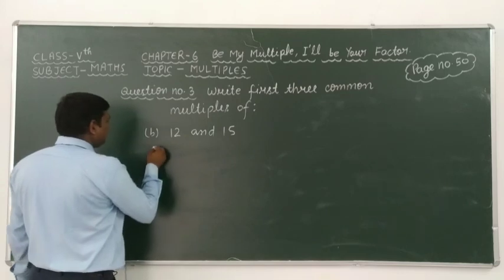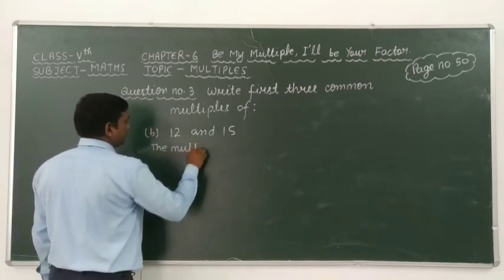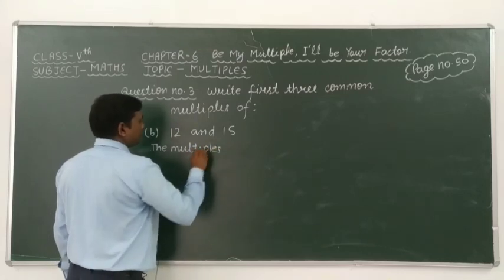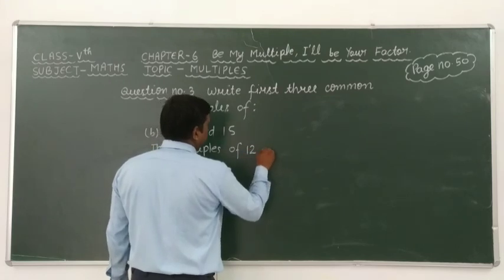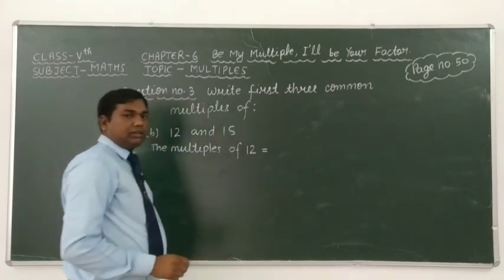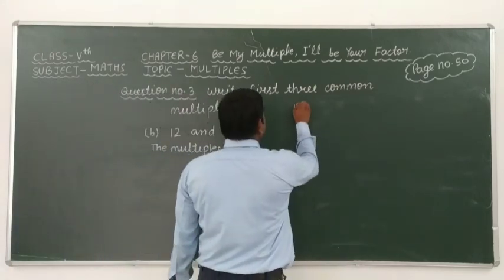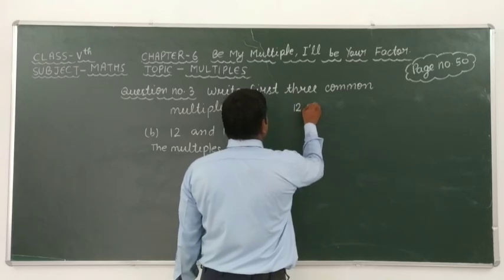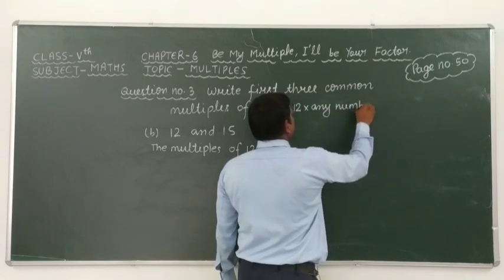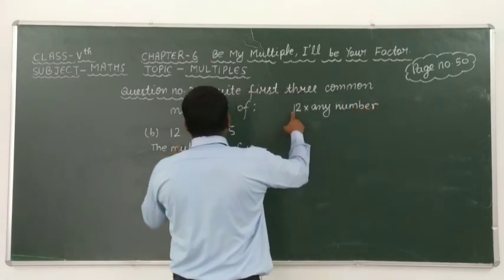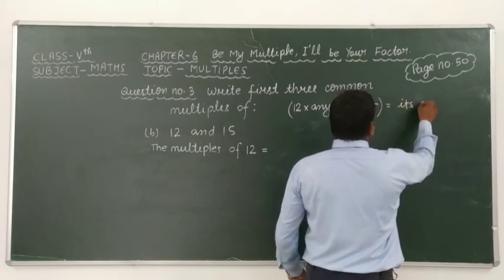Look at here carefully. The multiples of 12 is equal to, dear students, we know that if we take the multiplication of any number by the given number, okay, then we get its multiple. Understand?